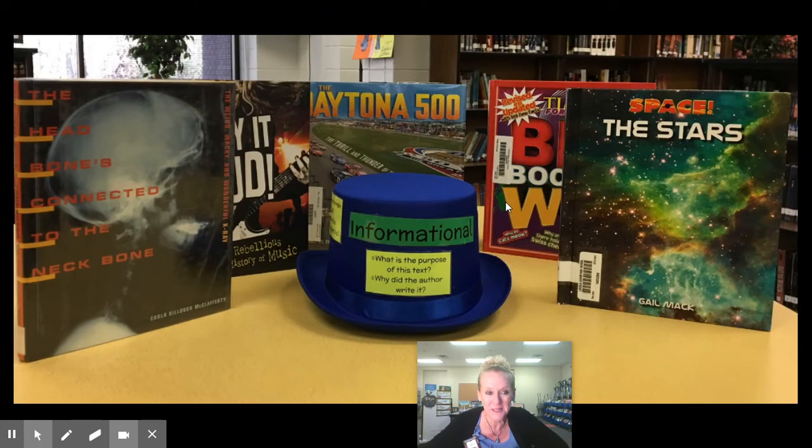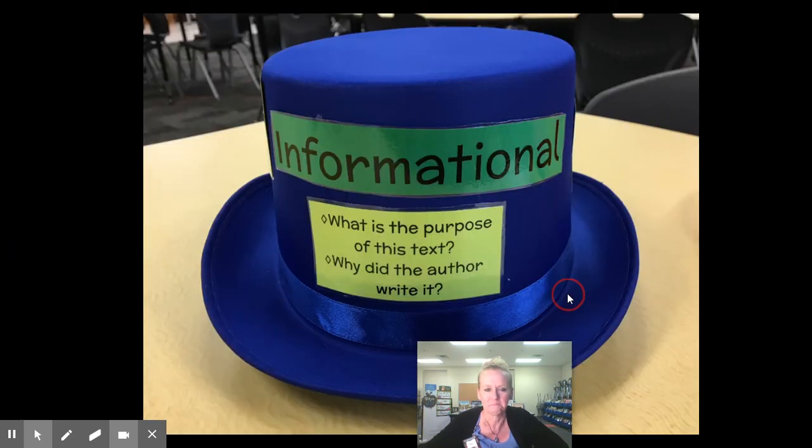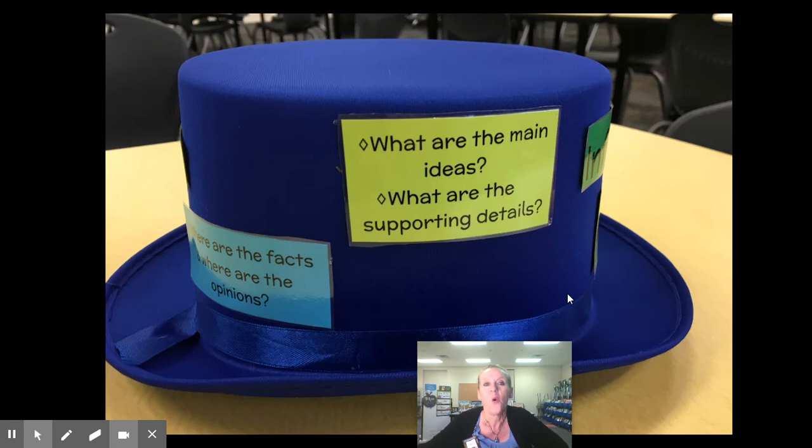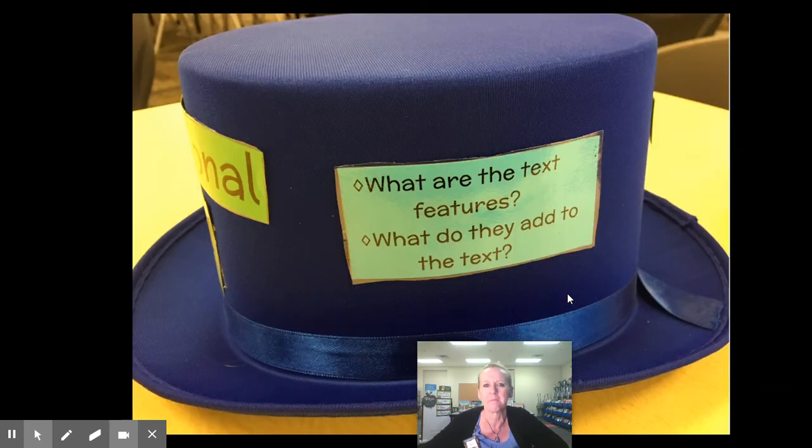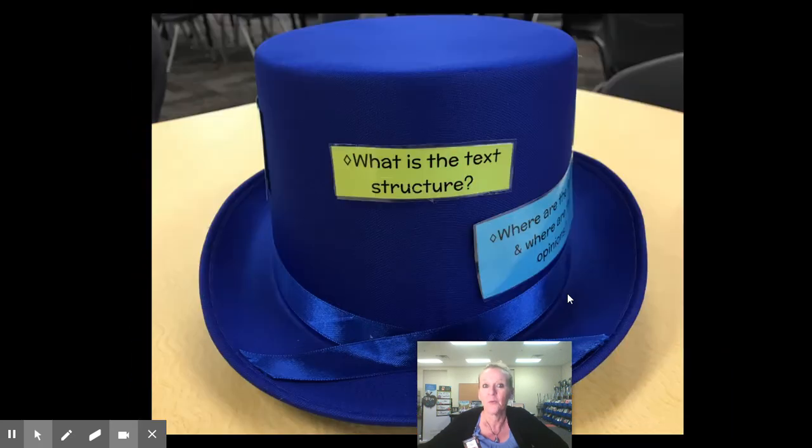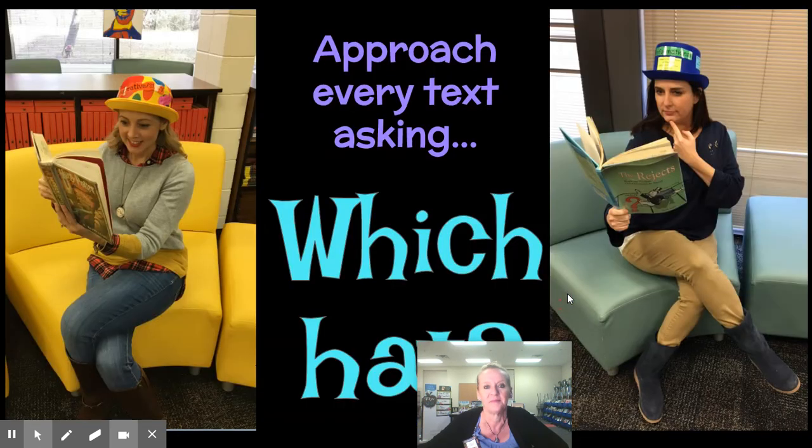So an informative hat would look like this. What is the purpose of this text? Why did the author write it? What are the main ideas and what are the supporting details? Remember, we talked about writing with the pillars. That's what we're talking about. What are the text features? What do they add to the text? What is the text structure?